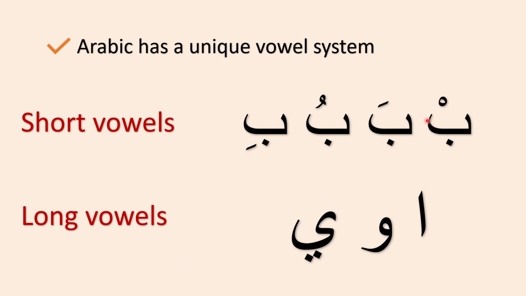For example, here it is the neutral sound of the letter ba. So it's going to be ba. And here this mark represents the ah sound, bah. And this symbol here represents the u sound, bu. And finally, this mark below the letter represents the e sound, bi. And the long vowels are actually letters from the alphabet that can be used as letters, and they also can represent vowels like in English.